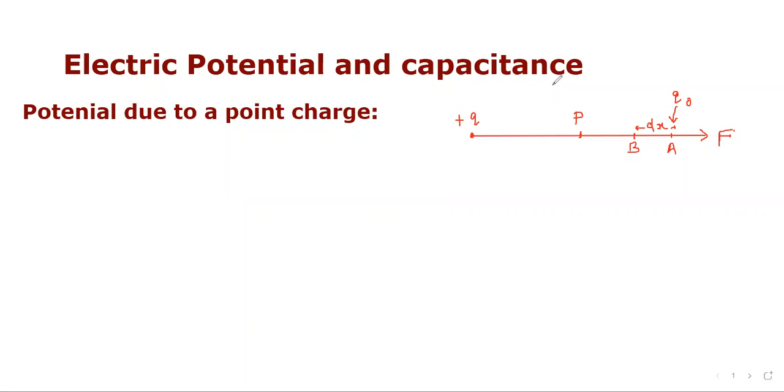Electric potential and capacitance. Potential due to a point charge. Here plus Q is a point charge. We have to find out the potential due to it. Now we consider a point P at distance R from the charge, and at distance x from the charge another charge Q0 is kept.